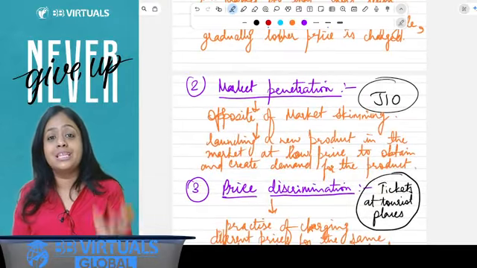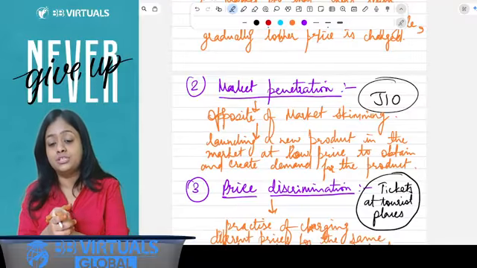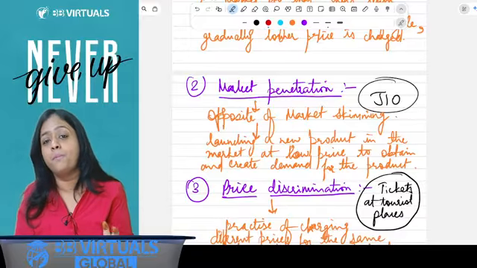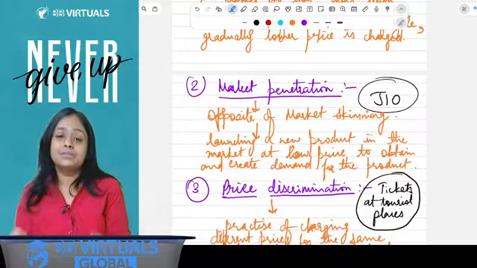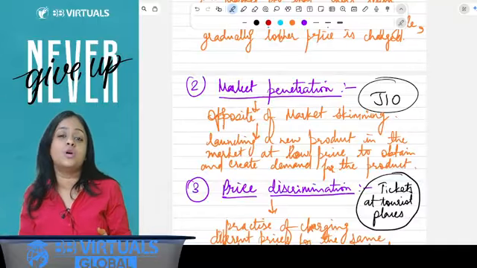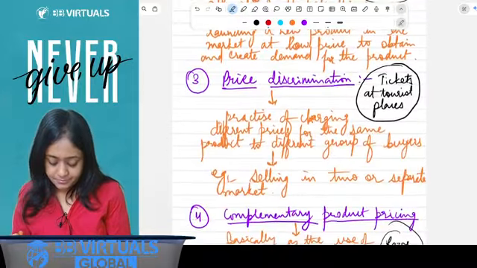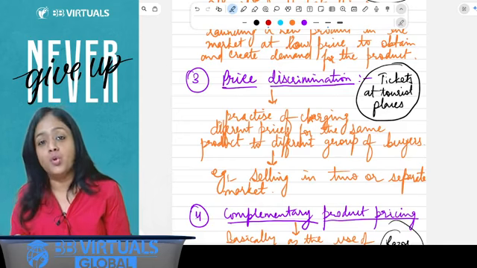Market penetration is like Jio, where you enter the market with a very low price to grab the market share, probably give very tough competition to the competitors. So the aim is not to earn profits early in that life cycle, but spread out throughout the life cycle by increasing the number of units. So they enter the market at a low price.